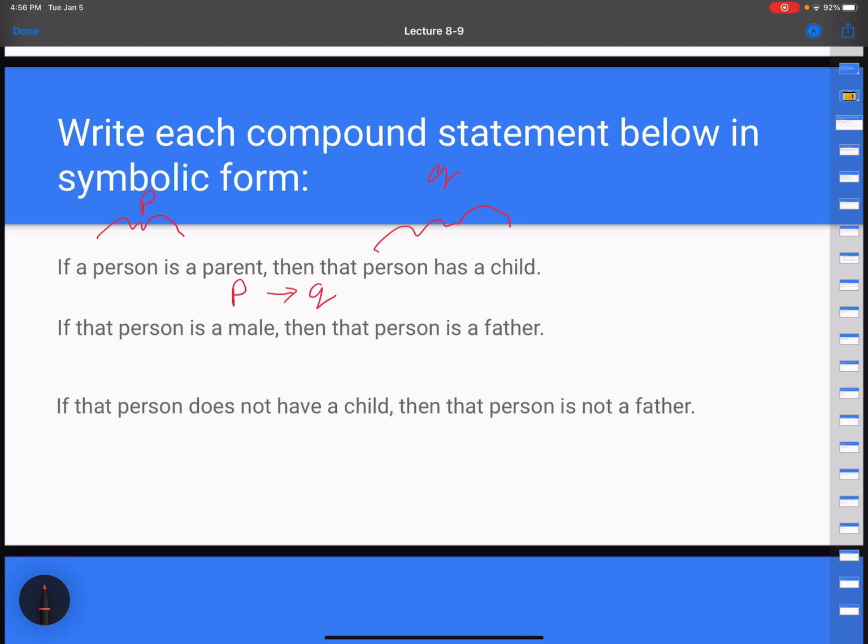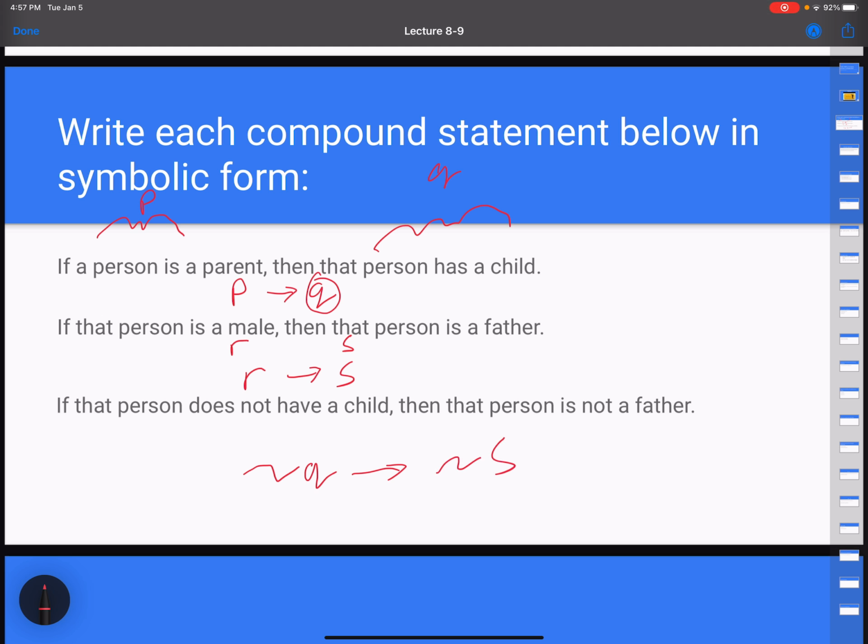Now in our next piece, we have a person is male, a person is a father. So let's use two other letters. Let's use R and S. So if that person is a male, R, then that person is a father. So we have R implies S. And lastly, we have if the person does not have a child, which is going to be not Q, then that implies the person is not a father, not S. Not Q implies not S here.